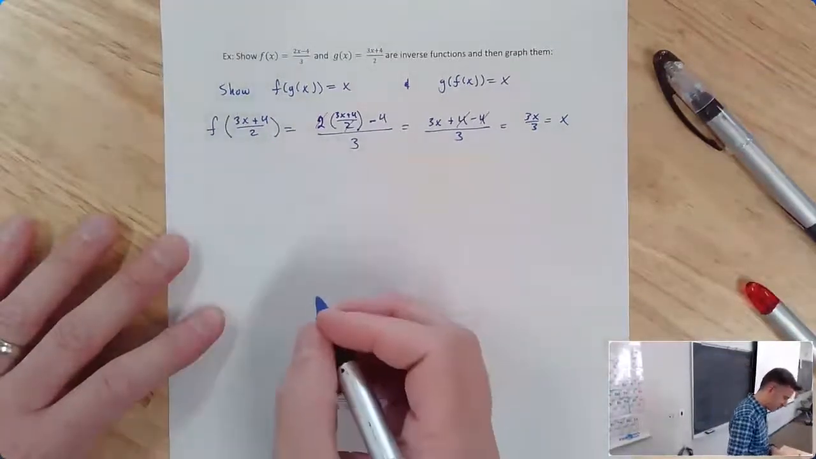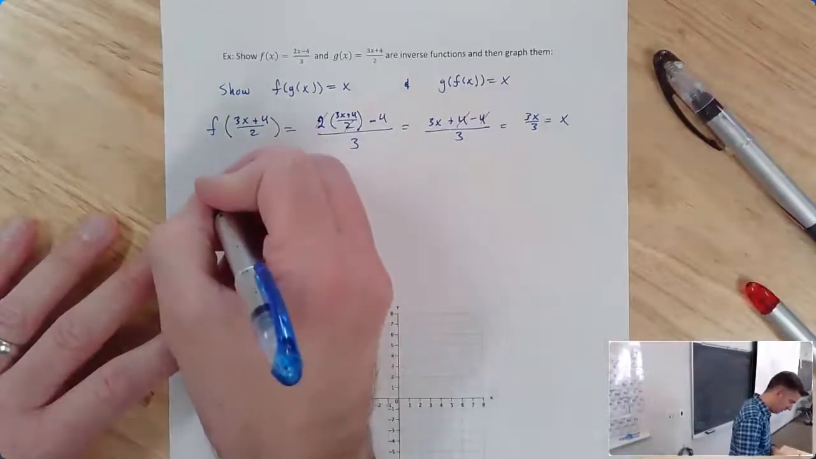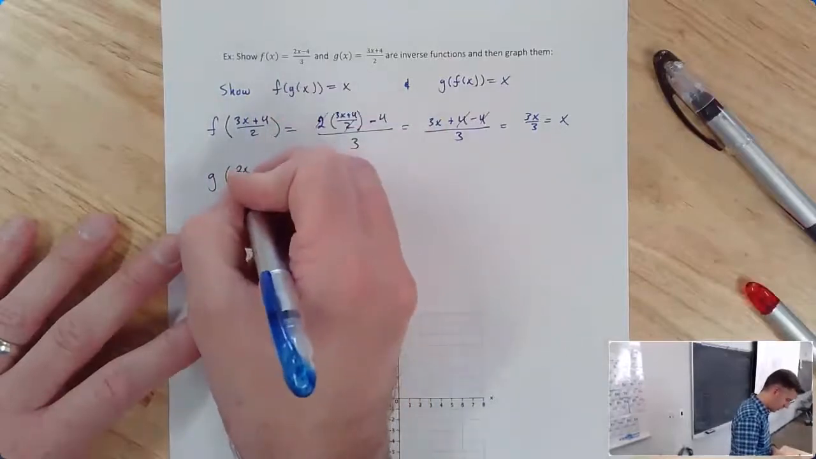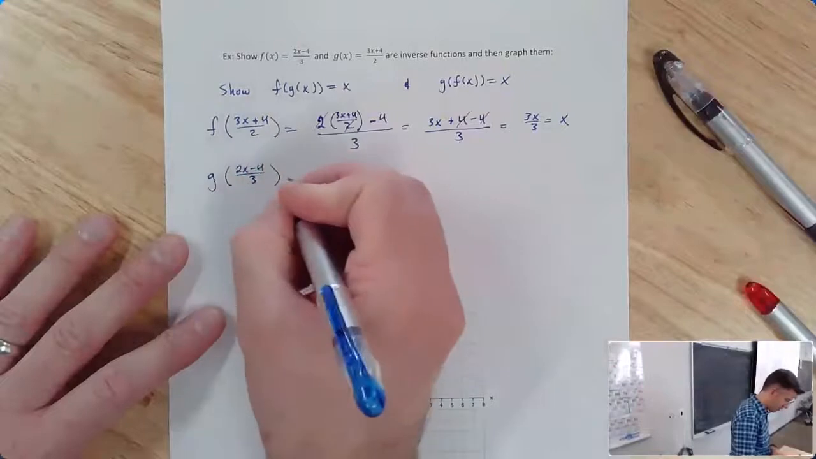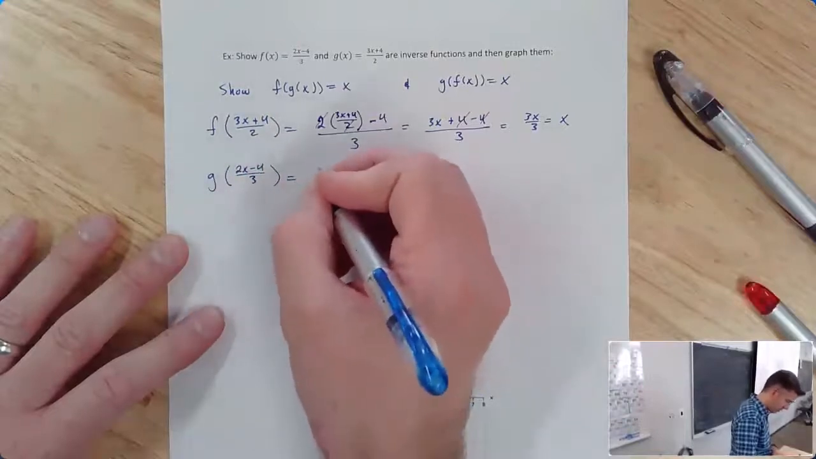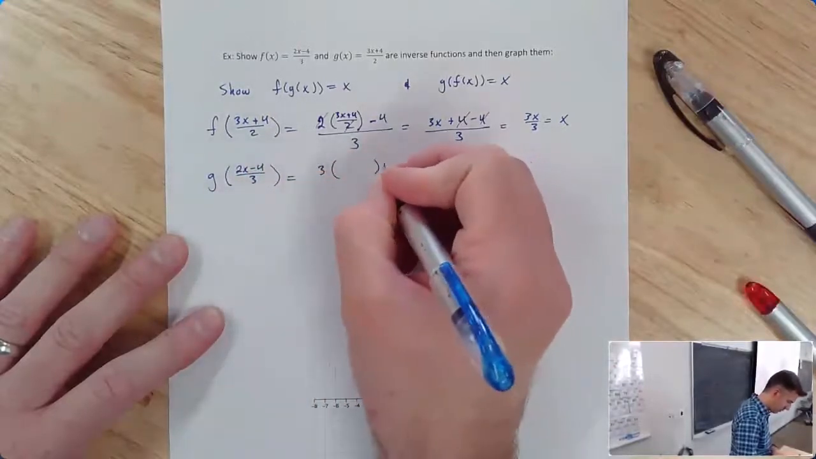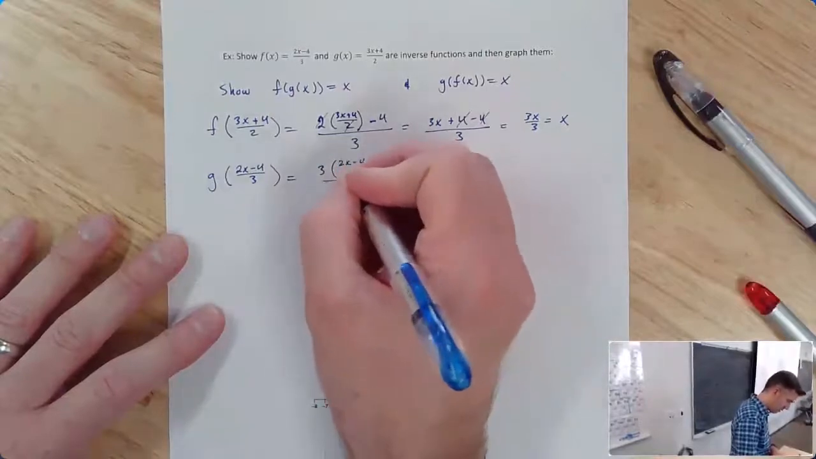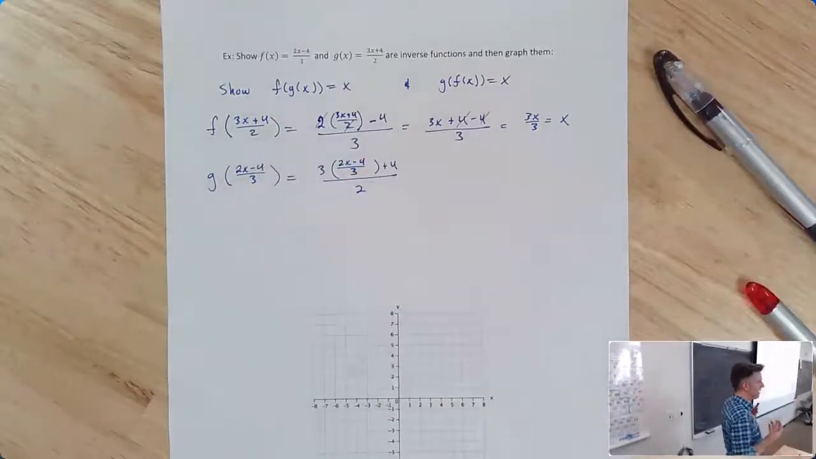And then the other direction, I want to find g of f of x. Do g of (2x minus 4) over 3, which is going to be 3 times our stuff plus 4 over 2. So plug in the (2x minus 4) over 3. This might feel like it's not necessary, right? Like, yeah, they're clearly inverses. This feels maybe a little tedious, but it is still work that needs to be done if someone asks you to show the functions are inverses.